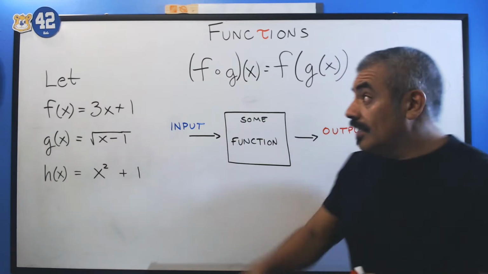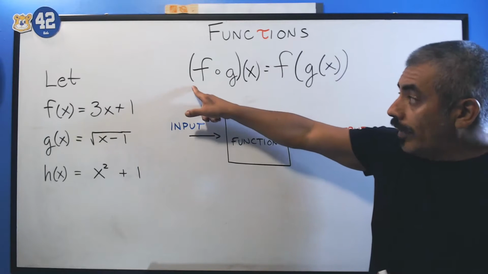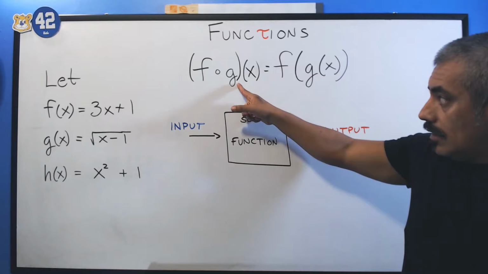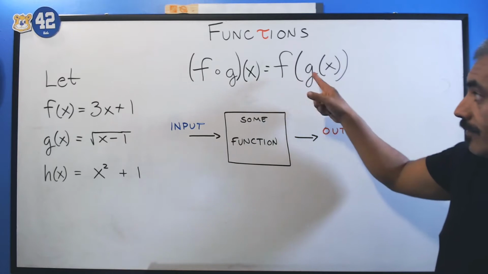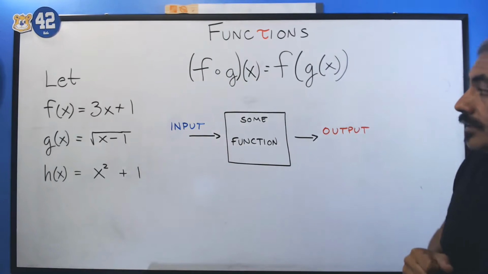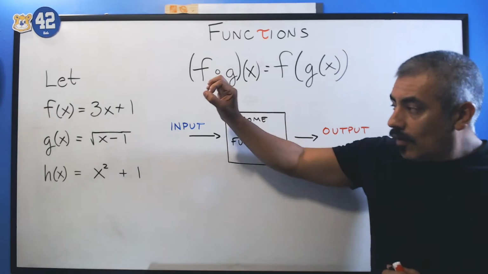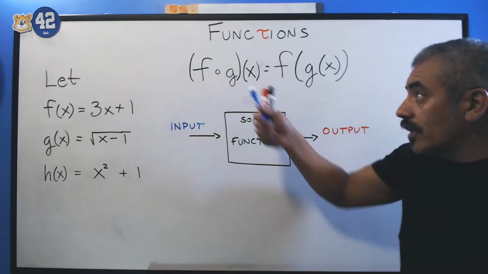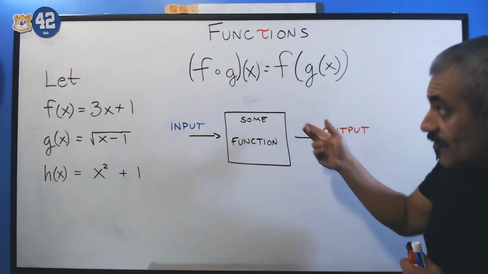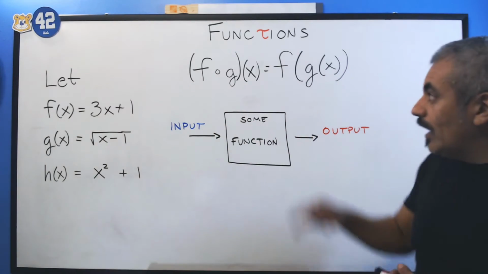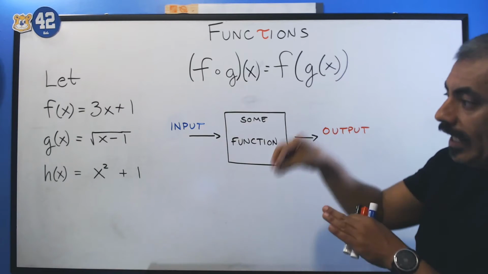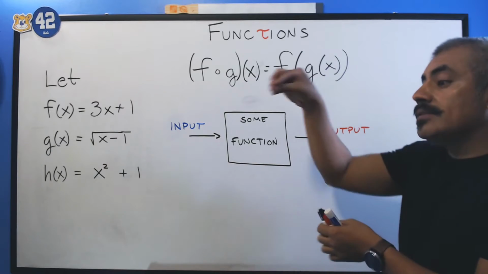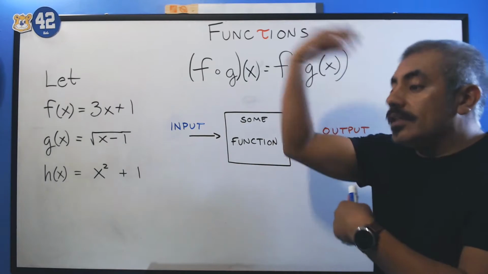To begin, let's take a look at the notation. Parentheses, f, small circle g, parentheses of x equals f of g of x. That small circle is sometimes read as "f o g," sometimes read as "fog." I read it as "f of g" because it reminds me of what I'm doing. f of x means plug an x into f. f of g of x means plug an x into g and then plug that g into f.